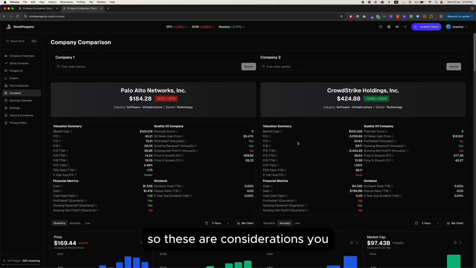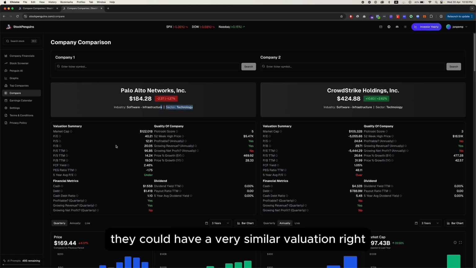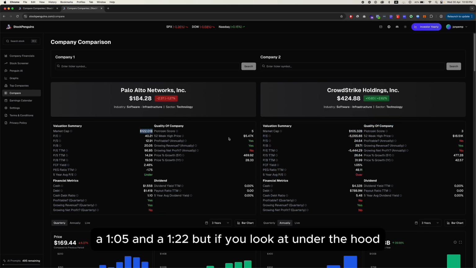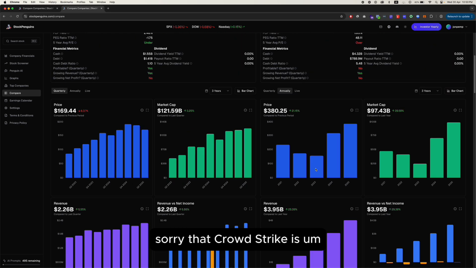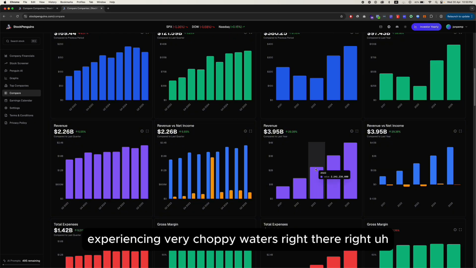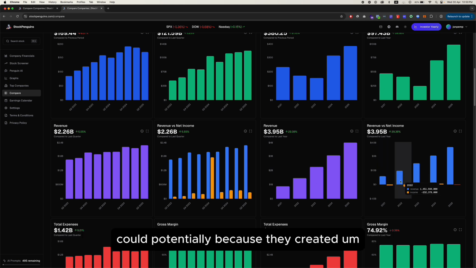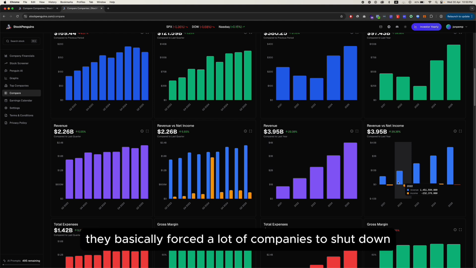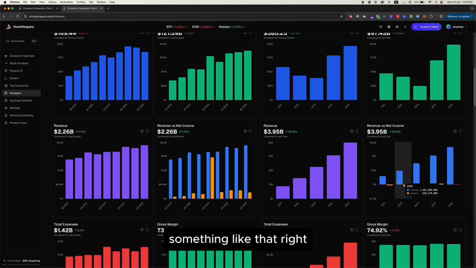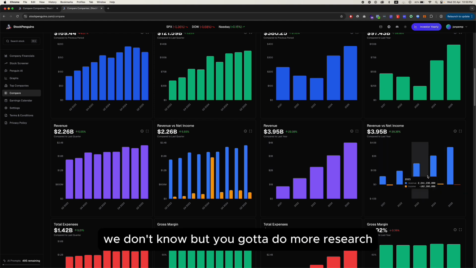So these are considerations you need to think about when you do fundamental investing, right? It's like companies in similar sector, similar product offering, they could have a very similar valuation, right? A 105 and a 122. But if you look under the hood, under the fundamentals and stuff, it just seems that CrowdStrike is experiencing very choppy waters right there, right? Could potentially be because they had a scandal, right? They basically forced a lot of companies to shut down because their software bugged out, something like that, right? It could be because of that. We don't know, but you got to do more research.